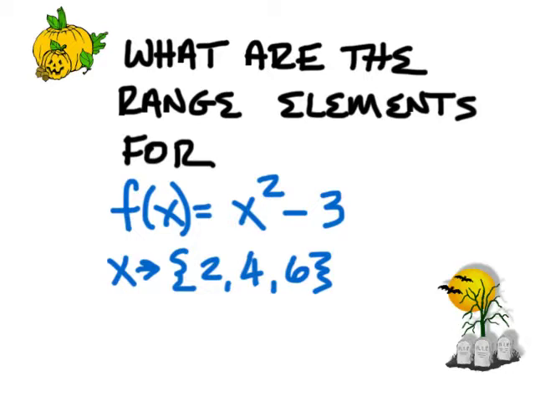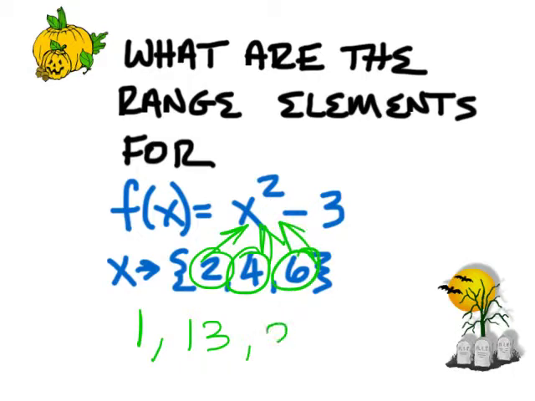What are the range elements for f of x equals x squared minus 3 if the domain elements are 2, 4, and 6? It's very simple. Plug each number in for x. So if I put a 2 in there, what do I get back? 1. If I put 4 in, 13. And if I put 6 in, 33. And so everybody understands, I put a 2 in, squared it, and subtracted 3.